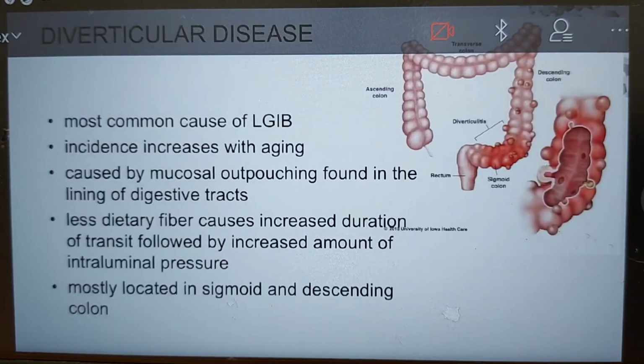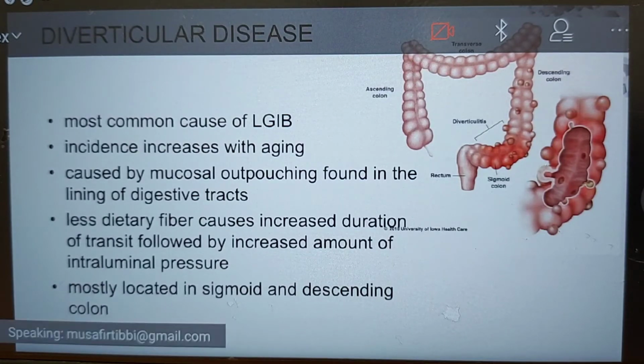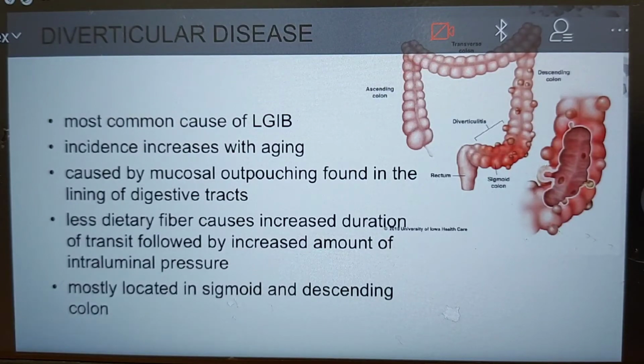Okay, so now I will be talking about a few causes of lower GI bleed. The first one is diverticular disease, which is also the most common cause of lower GI bleed. The incidence increases with aging. It is the mucosal outpouching found in the lining of the digestive tract. It's due to increased intra-abdominal pressure.